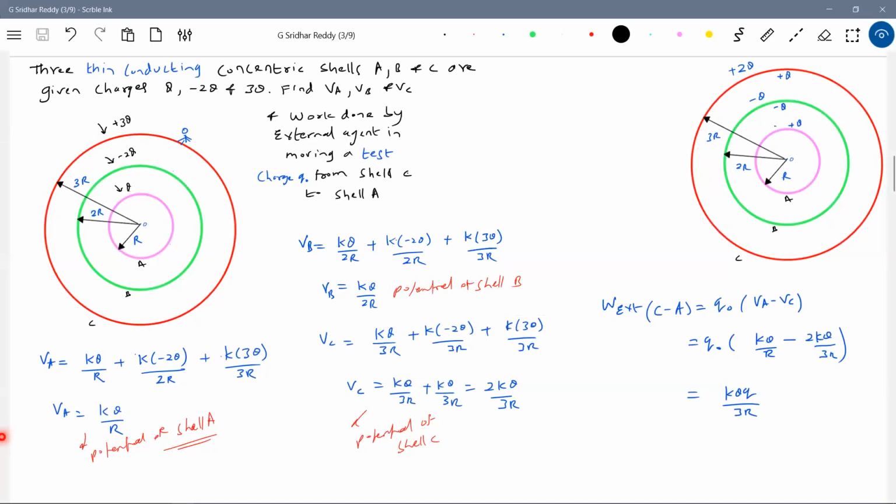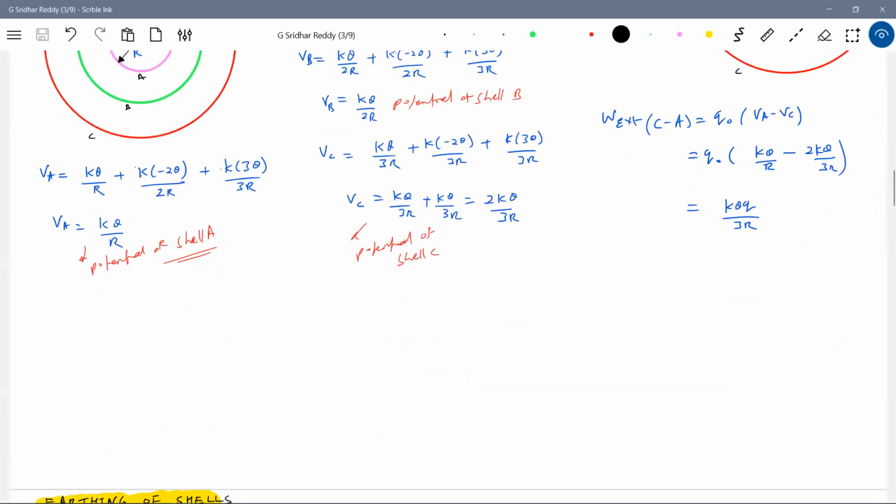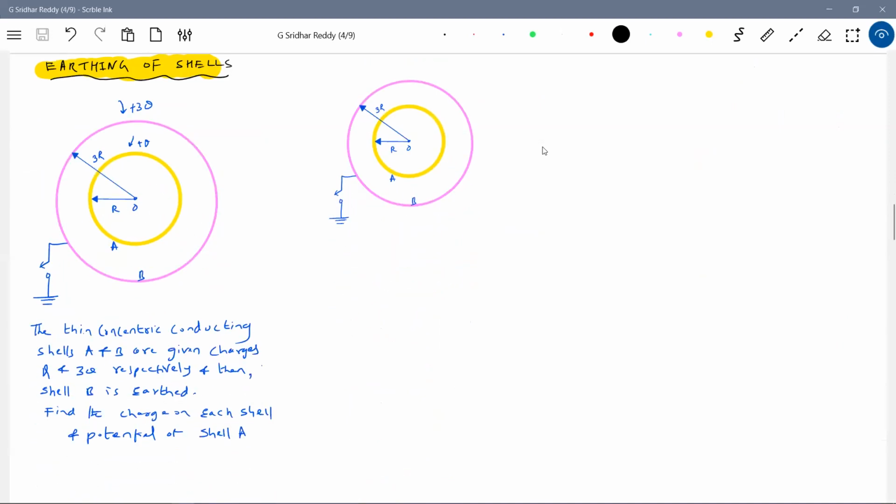I'll scroll down. Next one, earthing of shells. So what is the primary concept of earthing of shells? What is the idea of that one? What is the potential of the earth? Potential of the earth, we consider it to be 0. So the concept involved in this is the potential of earth.